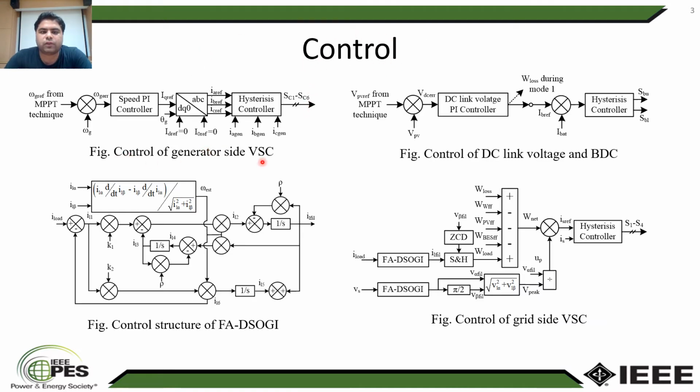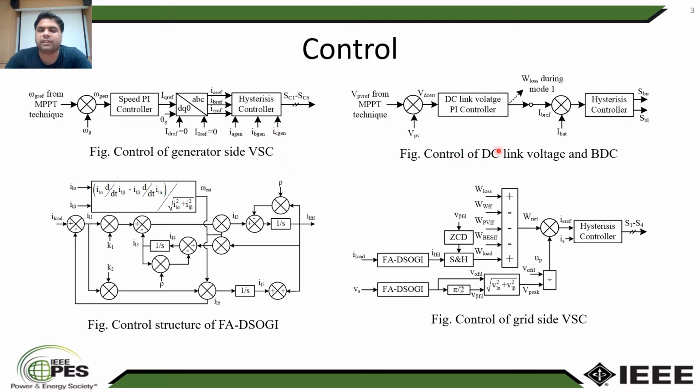First is the control of the generator side voltage source converter. For this, the reference generator speed is compared with the sensed generator speed and the error is fed to the speed PI controller. The output of the speed PI controller is taken as the reference quadrature axis current. Inverse Park's transform is utilized for transformation from DQ0 to ABC reference frame. The reference generator currents are compared with the sensed generator currents and are fed to the hysteresis controller for the generation of switching pulses for the generator side voltage source converter.